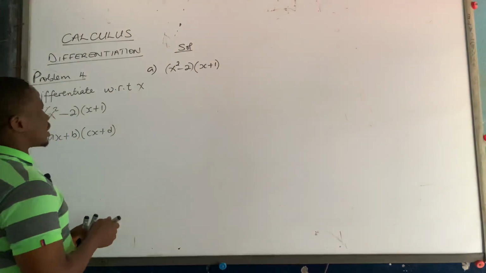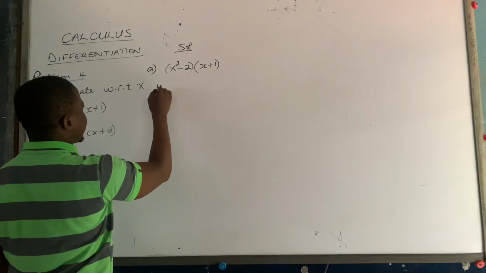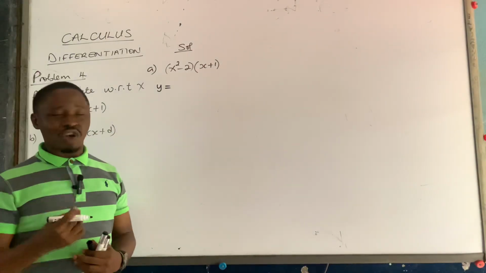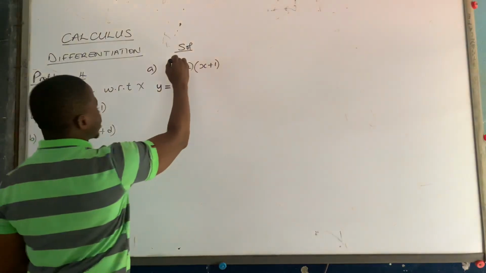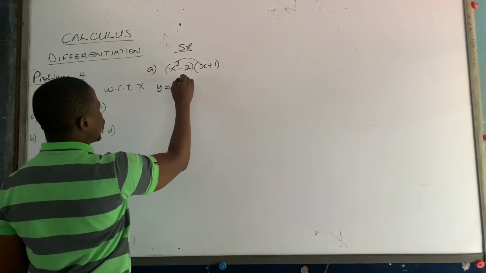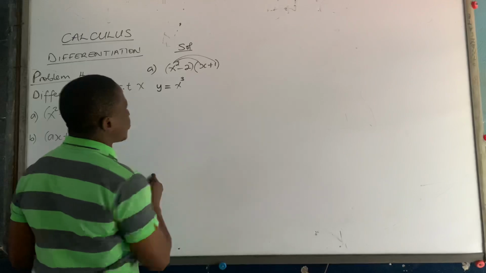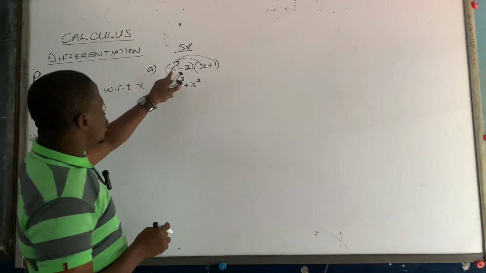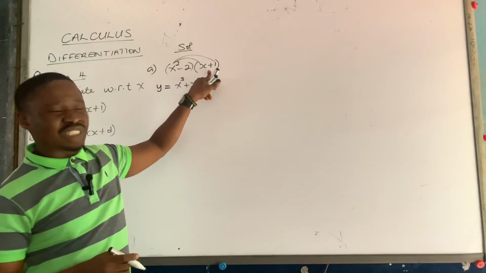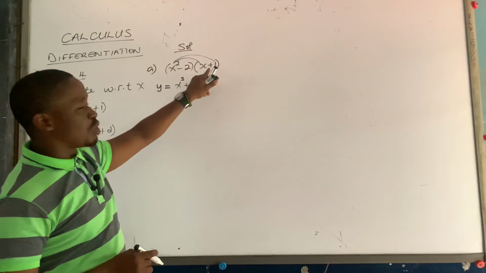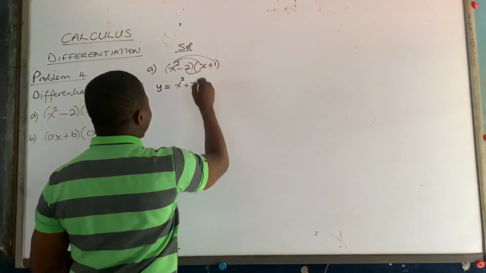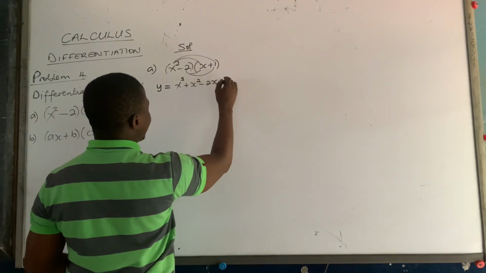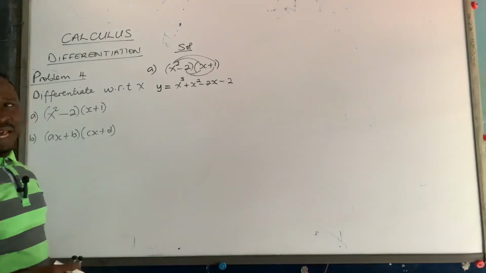So first of all, let us label this function. Let's say y is equal to. So we expand. If we don't want to apply the product rule, let us expand. x squared times x, we have x cubed. x squared times plus x, we have x squared. So we are done using x squared to multiply every term there. Let us use minus 2 again to multiply every term. Minus 2 times x, minus 2x, minus 2 times 1, minus 2. So we are done expanding.